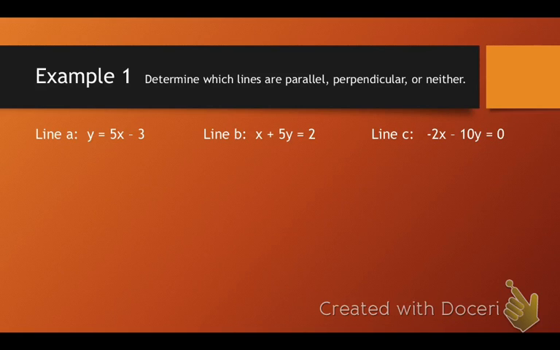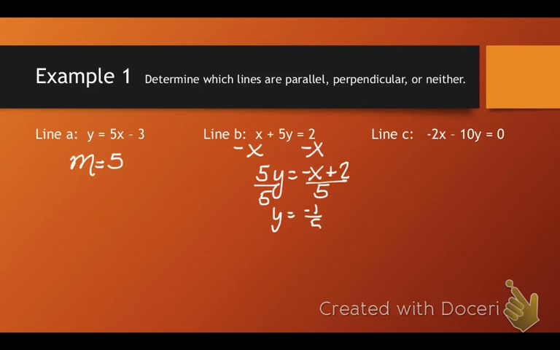So in example 1, we are asked to determine whether the given lines are parallel, perpendicular, or neither. In order to do this, I'm going to examine their slopes. Line A has a slope of 5 because it's given in slope-intercept form. Line B, I'm going to quickly convert this to slope-intercept, which gives me 5y equals negative x plus 2. Divide each side by 5. I get y equals negative 1/5 x plus 2/5. This tells me that my slope is negative 1/5.